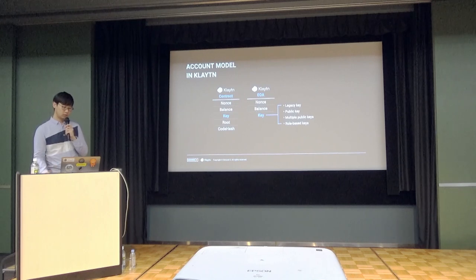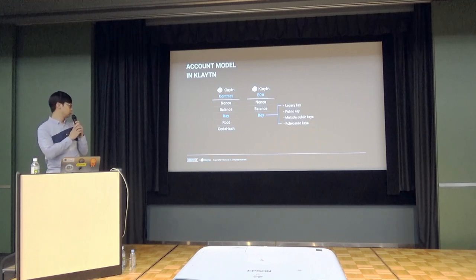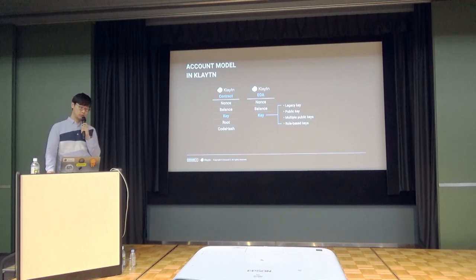we designed the account model with an account type. So we have two account types here. And you can see in the EOA, there's no root and code hash field. So we can reduce storage cost. And additionally, we have a key field, as you can see here, and this account key field also has type information. So the key field can be configured as one of those four key types.